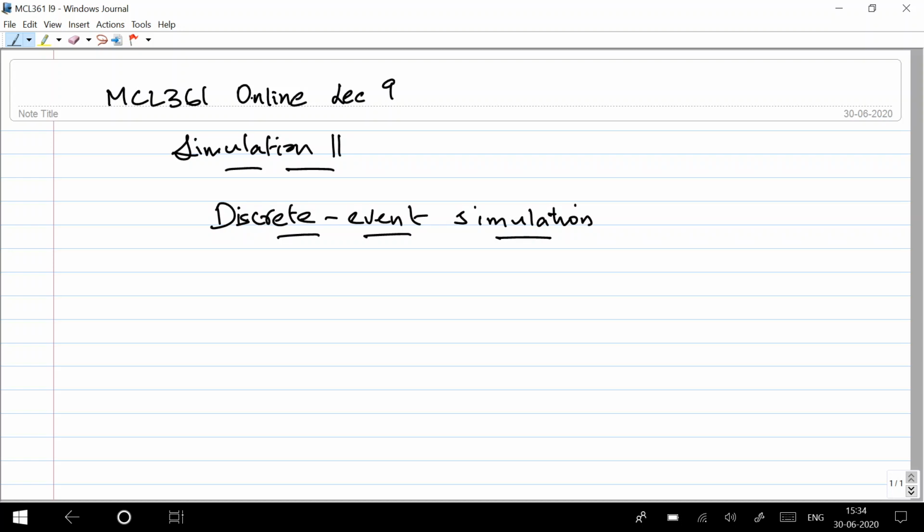So let me give you an example. Let's say you have an M/M/1 queue, simple.